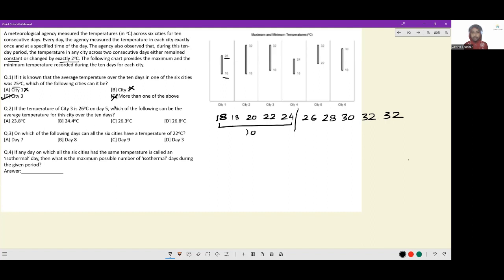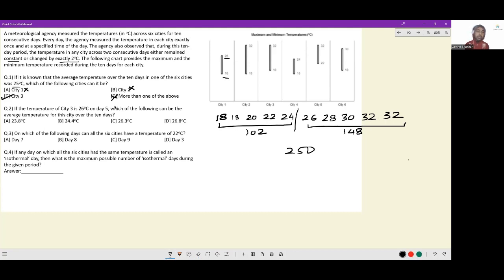This is 102. These 5 add up to 102. And these 5 add up to 148. Add them up, you get 250. And 250, the average temperature across the 10 days will be 25 degrees. Answer is, of course, option C. Although you did not need to engage in this processing in order to arrive at your answer here.